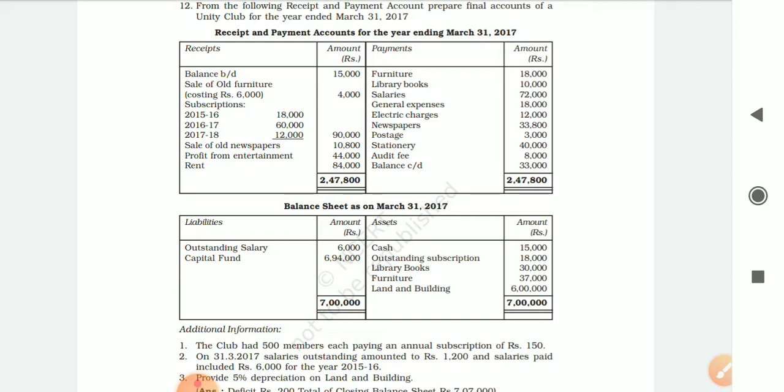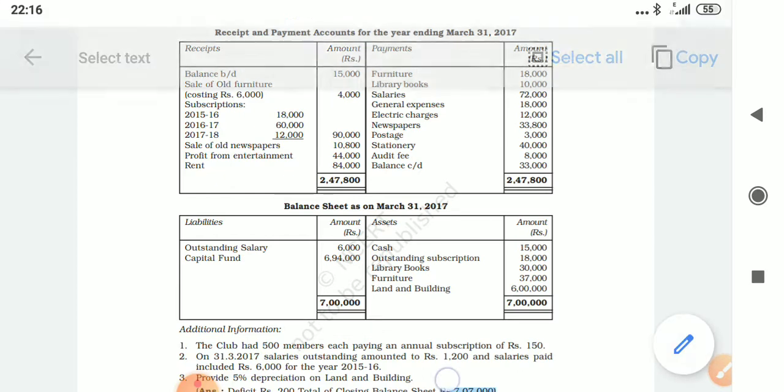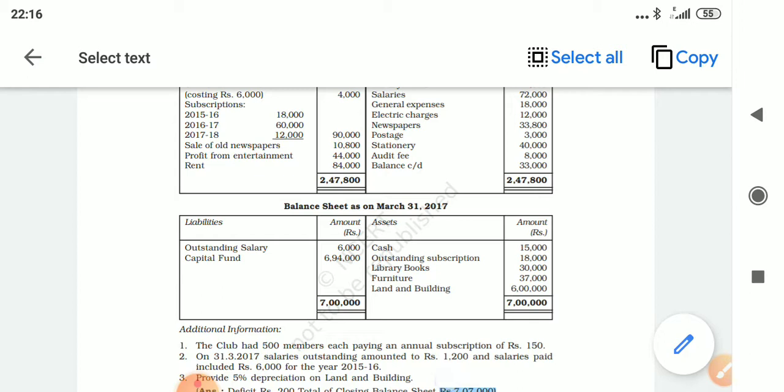So subscription is over. Now sale of old furniture. So we have a loss on sale of old furniture. 6,000 minus 4,000, 2,000 will appear in the expenditure side, the debit side of income and expenditure account. Now if you want, we will complete furniture here. All entries relating to furniture we can complete and put a tick mark. There is no depreciation on furniture, you can see here. Only on land and building we have to calculate depreciation.